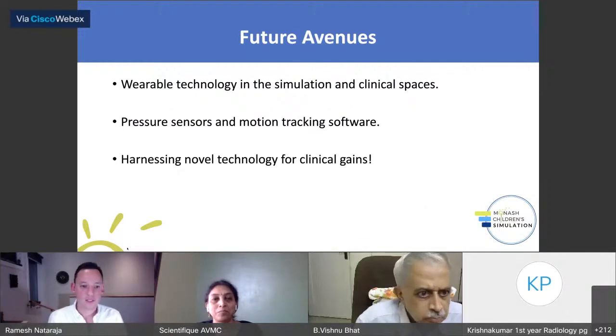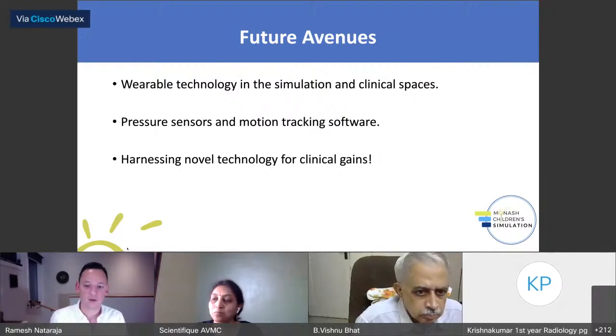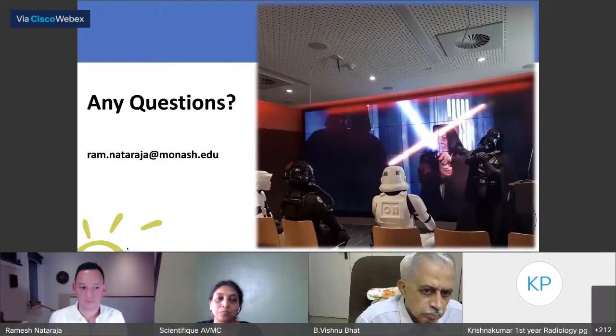So wearable technology, I think, is going to be there. Pressure sensors. I'm not sure about your group, but I think the majority of my theatre staff now have a tracker of some kind, in terms of a Fitbit or a step monitor and all those things. It's coming, everyone's having it as well. And we need to harness these technologies for clinical gains.